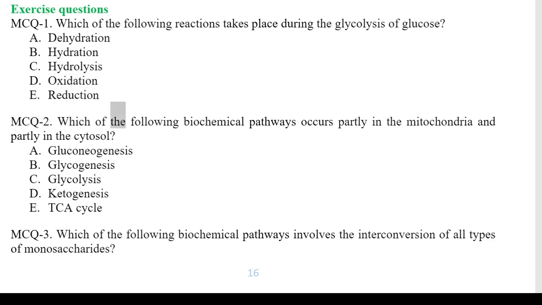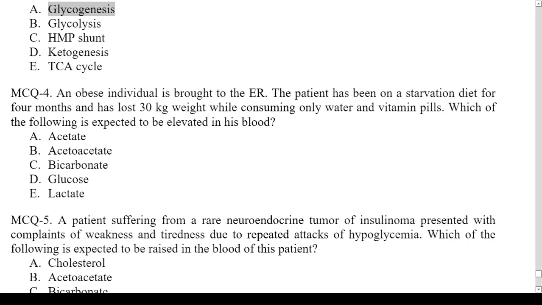MCQ 2. Which of the following biochemical pathways occurs partly in the mitochondria and partly in the cytosol? Gluconeogenesis, glycogenesis, glycolysis, ketogenesis, TCA cycle. MCQ 3. Which of the following biochemical pathways involves the interconversion of all types of monosaccharides? Glycogenesis, glycolysis, HMP shunt, ketogenesis, TCA cycle.